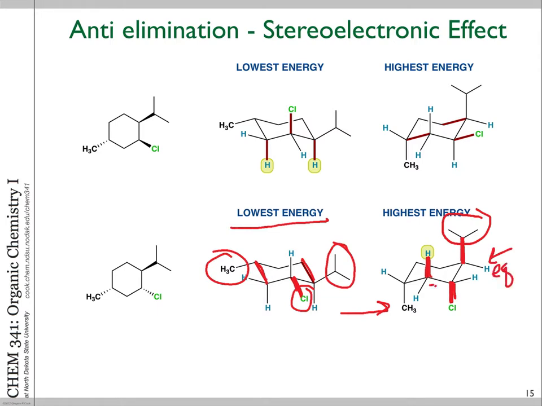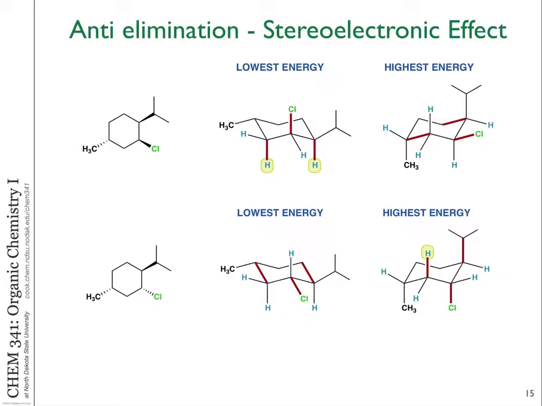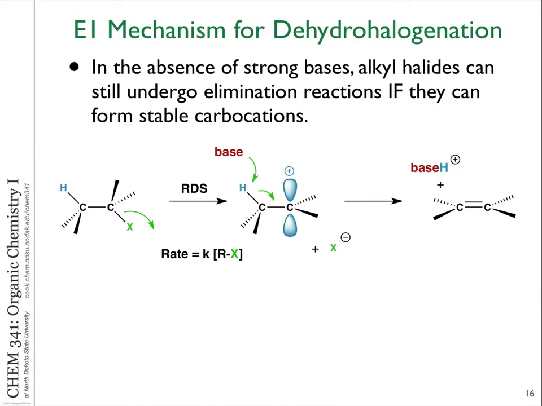And since it's a higher energy structure to get there, we need to provide a significant amount of heat to get to that state. So that's why this reaction occurs via that antiperiplanar arrangement and provides different results.